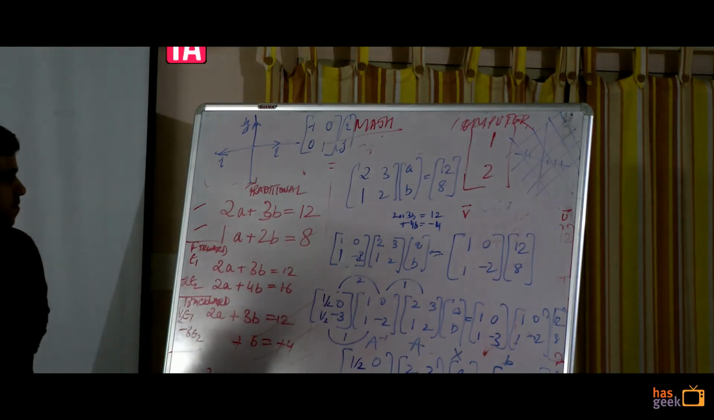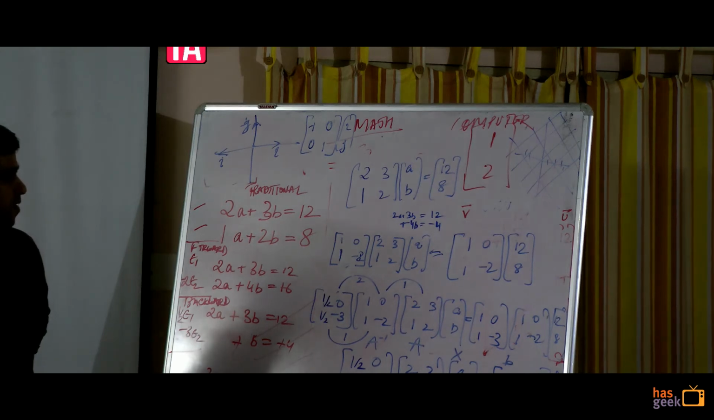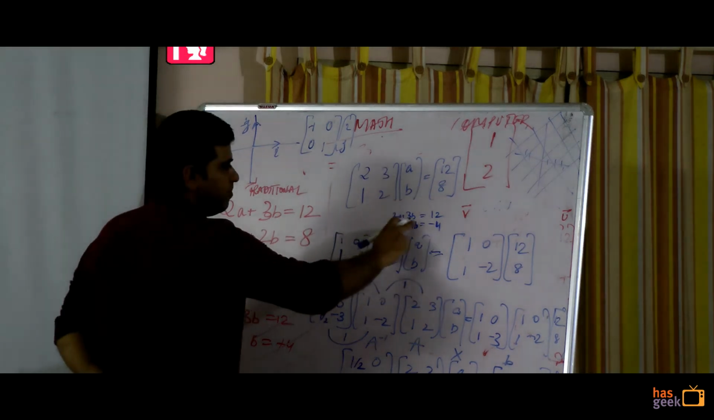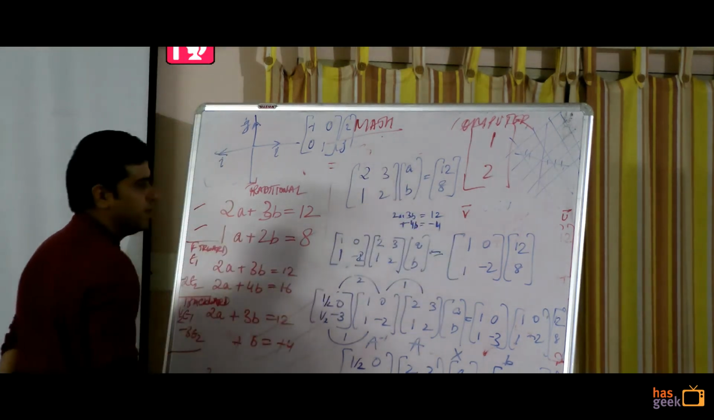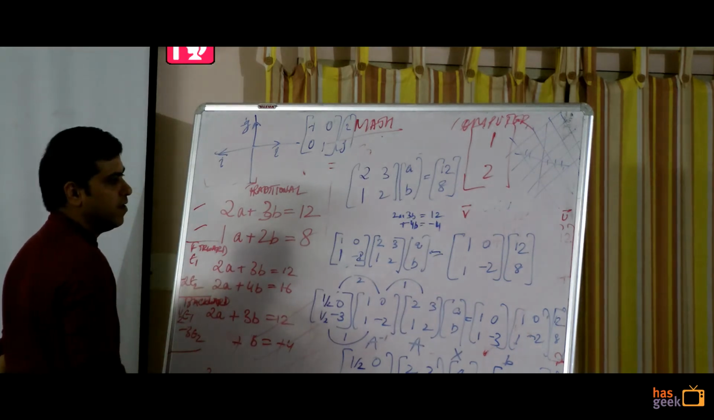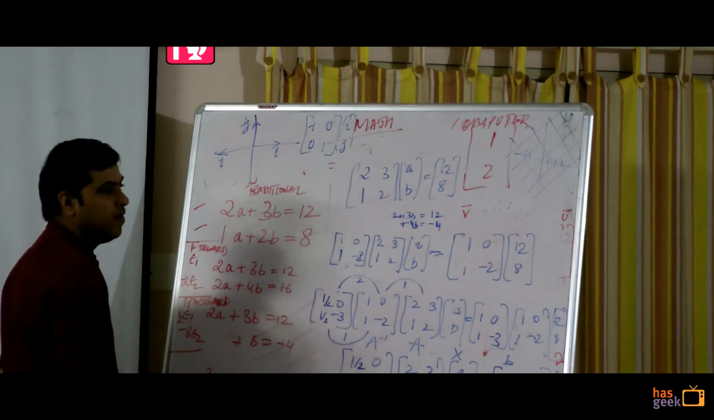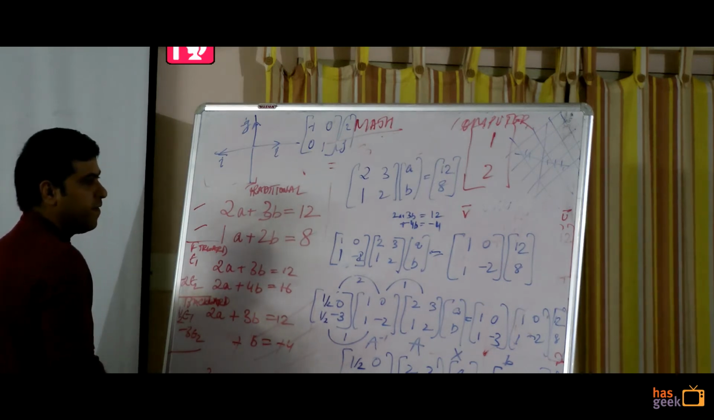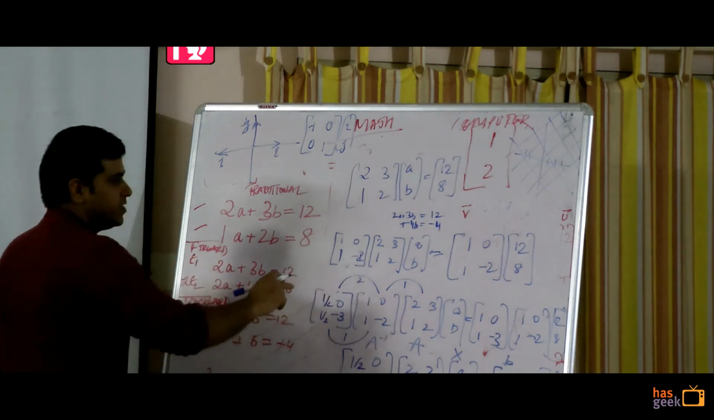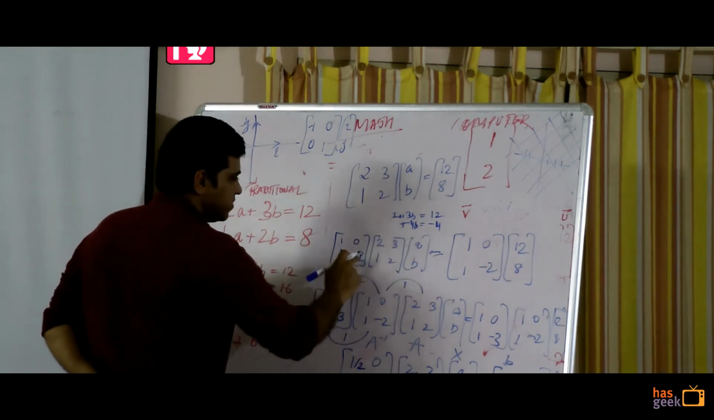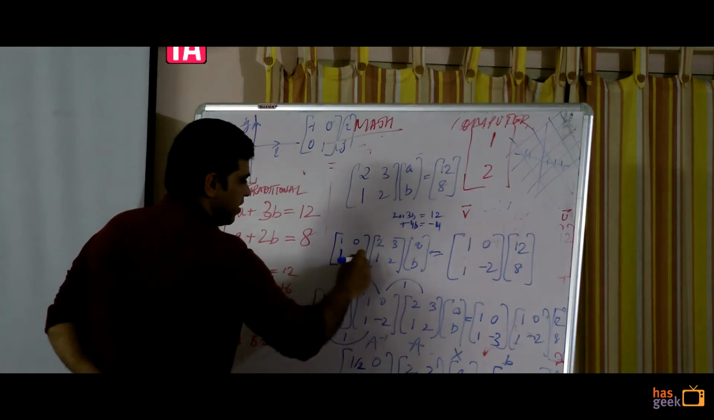Once you multiply that whole thing, if you just write it out, we'll get this equation: 2a plus 3b equal to 12, 4b equal to minus 4, and on the other side it is 12 and minus 4. Now on the other side, what do we need? What should we multiply now? Instead of minus 4, if we get half here, that's better, right?